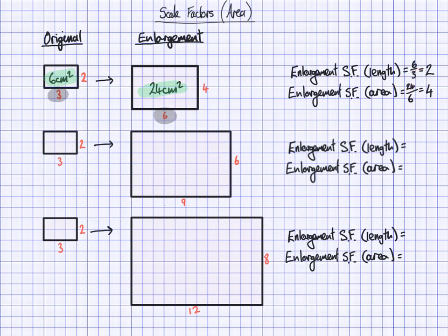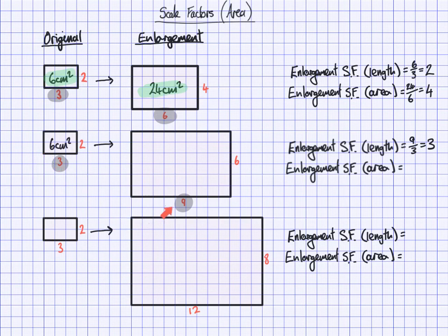So we'll do the same for the other few rectangles down here. Again, comparing as we go, looking at the second set, we've got our 3 and our 9 here. So if I want to fill in my enlargement scale factor for length, I'm using the 9 and 3 to create a fraction greater than 1, so that's going to be 9 over 3, which is 3. Makes sense, those lines are becoming 3 times as big. And then for area, again, it's going to be exactly the same for this first one. It's going to be 6 square centimetres.